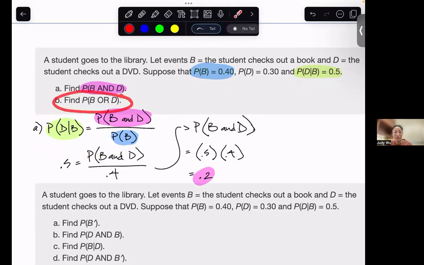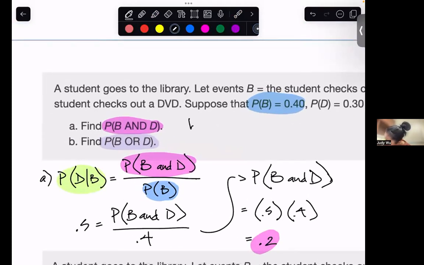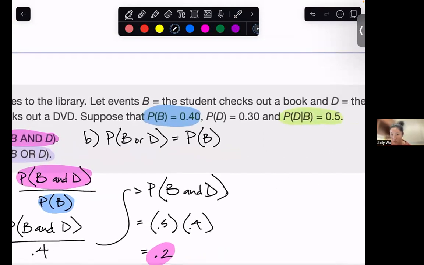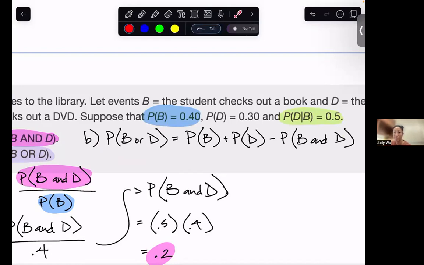Now let's take a look at part B, find B or D. So notice in particular that now we're using a different word here. We're using or instead of and. All right, so to find the probability of something or something else, we have a formula for that. The probability of B or D is going to be equal to the probability of B alone plus the probability of D alone minus the probability of B and D happening together.